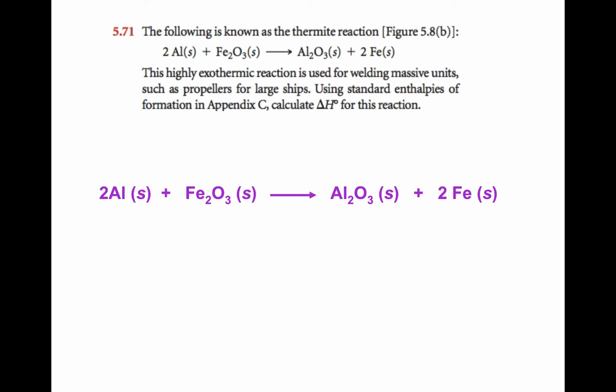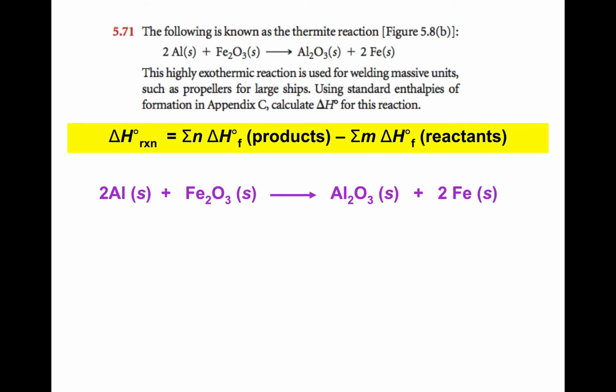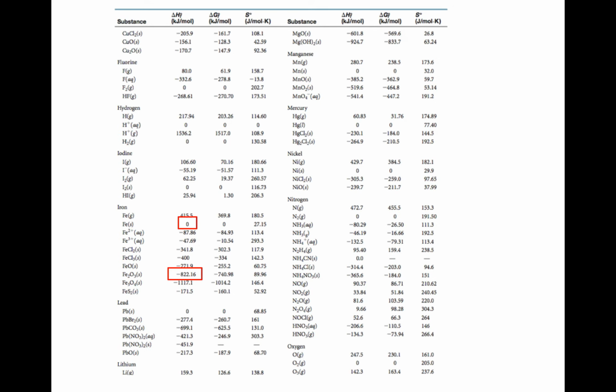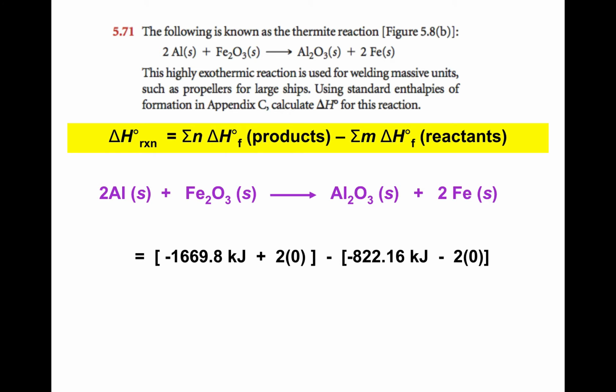I look up the heats of formation of aluminum, aluminum oxide, iron 3 oxide, and iron, and I plug in to the sum of the products minus the sum of the reactants to get the change. So you got to go to an appendix and look it up. Elemental aluminum is 0. Iron 3 oxide is negative 1,669.8. So I look up iron 3 oxide, and I plug it into products minus reactants to get the change. All right, so exothermic reaction.